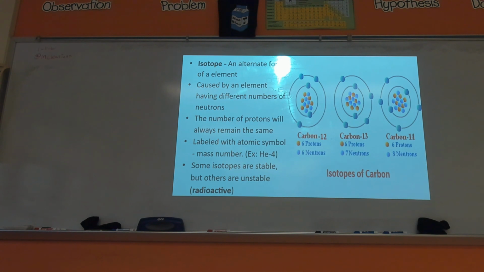Anyways, to understand average atomic mass, we need to talk about something called an isotope. So here's the idea of an isotope. You can have the same element, but that same element can have different numbers of neutrons. Or another way of saying it is an isotope is an alternate form of an element. What causes that alternate form is that element having different numbers of neutrons. For example, you could have a carbon atom that has 6 neutrons, a carbon atom that has 7 neutrons, a carbon atom that has 8 neutrons.